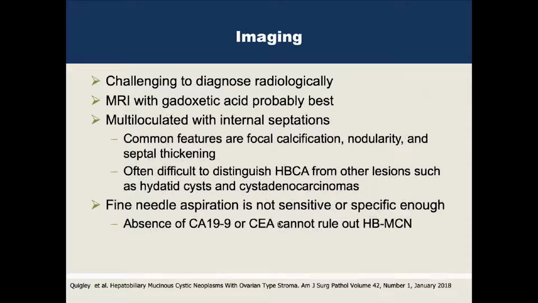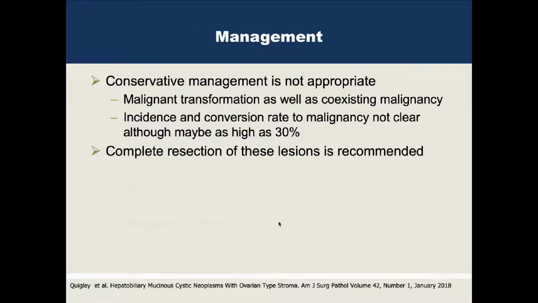Fine needle aspiration is not sensitive or specific enough, and absence of CA19-9 or CA cannot rule out hepatobiliary MCN. Their presence should alert the physician that it may be an MCN that the physician is dealing with. Conservative management is not appropriate once the diagnosis of MCN has been made. That is because malignant transformation can occur with these lesions, as well as the presence of a coexisting malignancy.